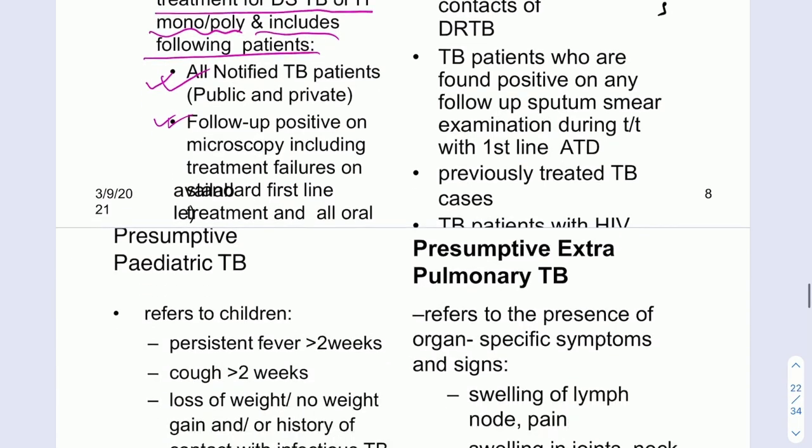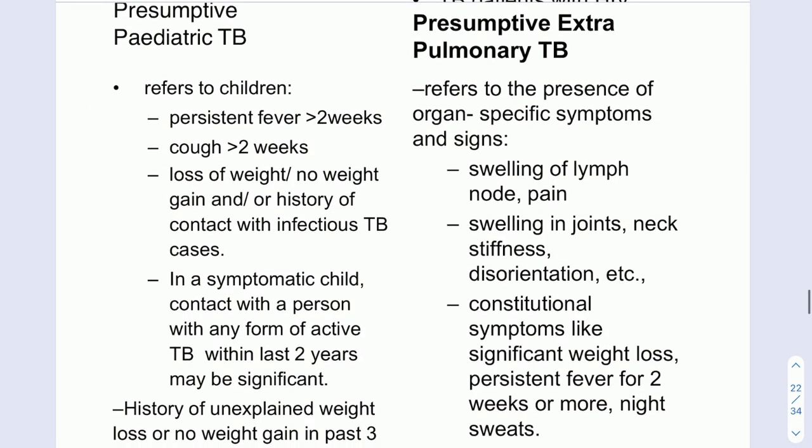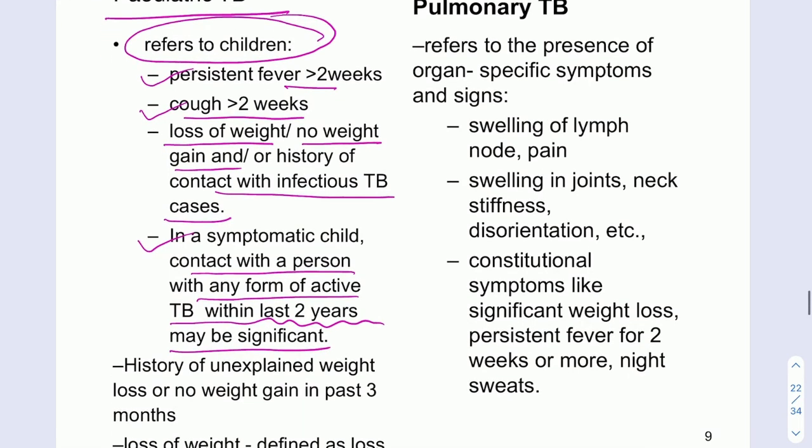Okay, now if we talk about pediatric tuberculosis, what is the presumptive pediatric TB? It refers to children with persistent fever for more than 2 weeks like adults, cough for more than 2 weeks like adults, loss of weight or no weight gain, and or history of contact with infectious TB cases. In a symptomatic child, contact with a person with any form of active tuberculosis within the last 2 years may be significant.